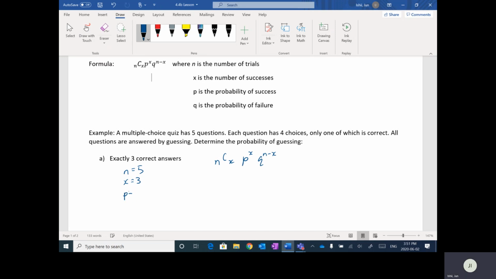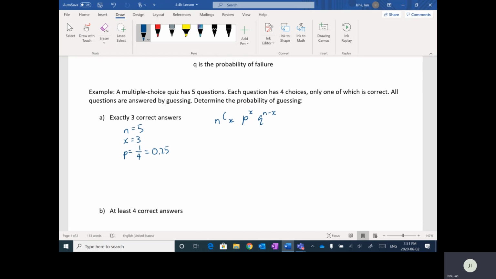P in this case is the probability of success. So if there's 4 choices, the probability, if you just guess, would be 1 in 4. So 1 out of 4, which we can actually write as a decimal, which is 0.25. Right, you have a 25% chance of success for each question.